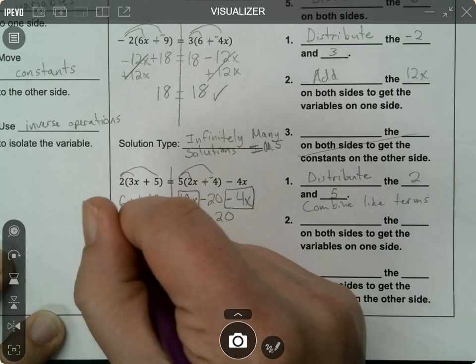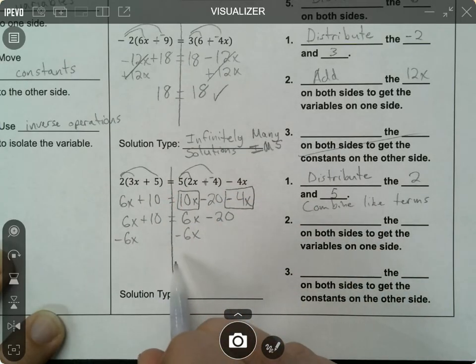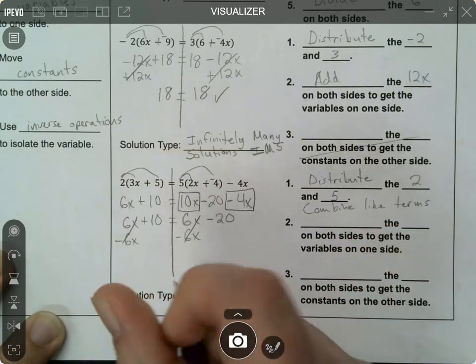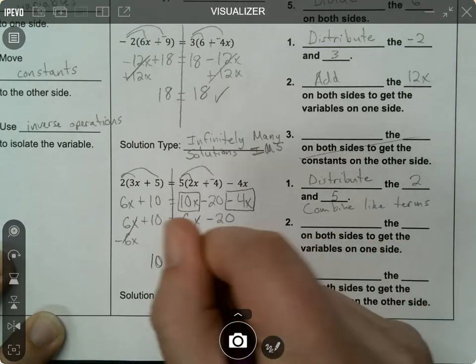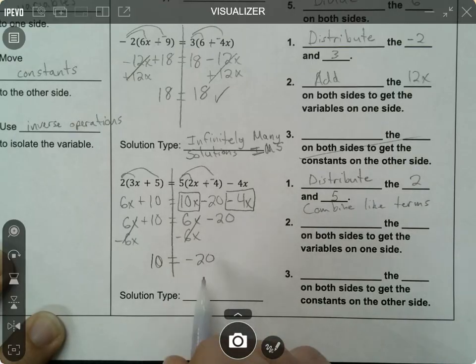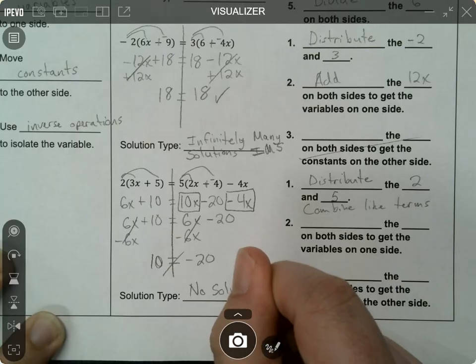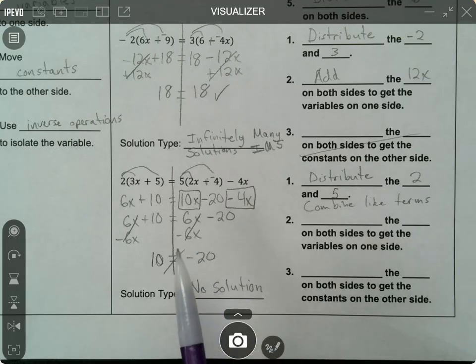I need to get my variables on one side, but if you're looking ahead here, what do you see is going to happen again? 6x minus 6x cancels. On the left side, I have a 10. What do I have on the right side? Negative 20. So if we are reading this as a number sentence, does 10 equal negative 20? It's not true, right? This solution type is called no solution. There is no number that we could substitute in for x such that the left side will equal the right side when we solve it.